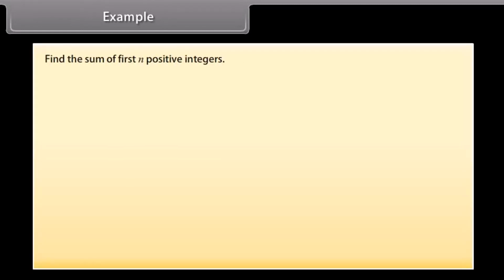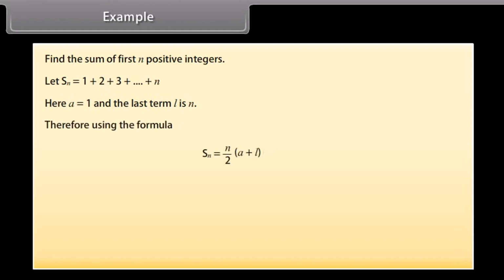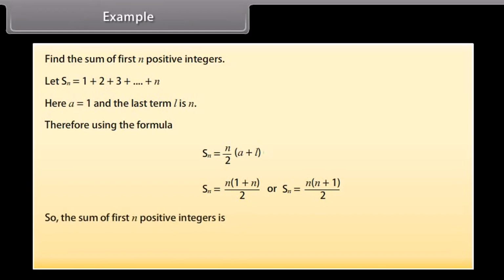Find the sum of first n positive integers. Let Sn is equal to 1 plus 2 plus 3 and so on plus n. We can see that here a is equal to 1 and the last term L is n. Therefore, using the formula Sn is equal to n upon 2 into a plus L, we get Sn is equal to n into 1 plus n whole upon 2, or Sn is equal to n into n plus 1 whole upon 2. So, the sum of first n positive integers is Sn is equal to n into n plus 1 whole upon 2.